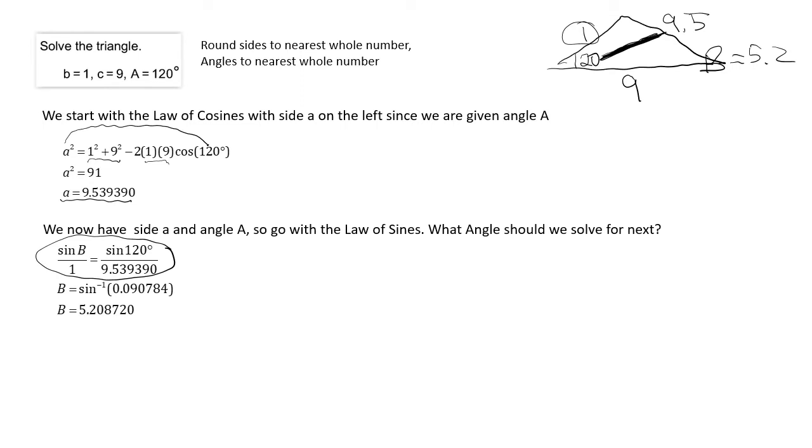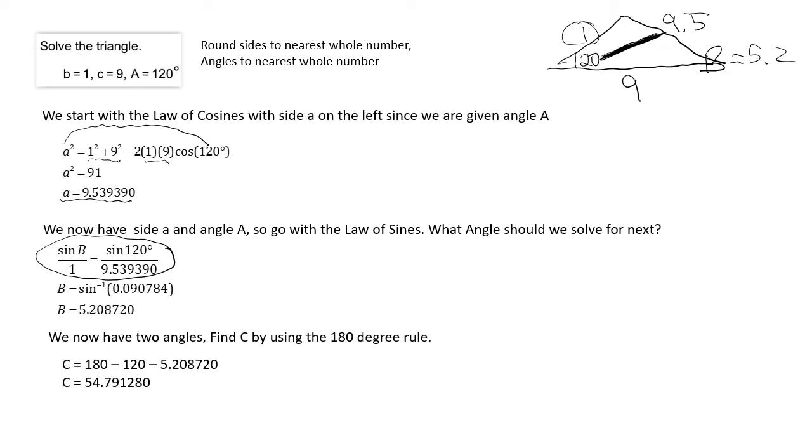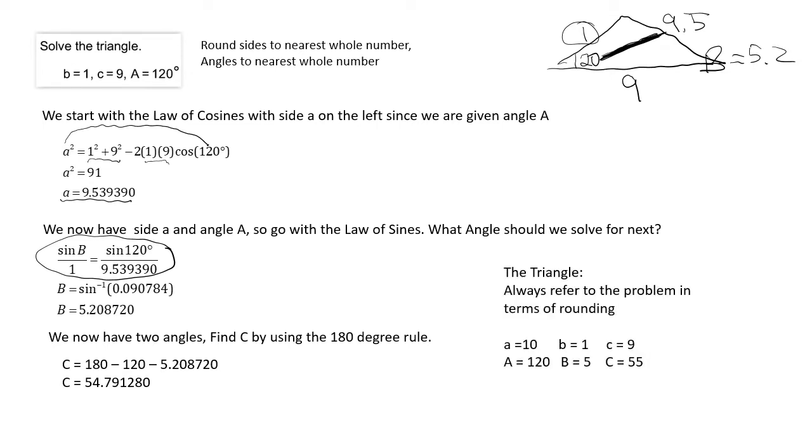Now, where do I go next? Well, we have two angles. I'm going to find angle C by the 180-degree rule. So here's the 180-degree rule. And notice I'm being very careful with rounding. Now that I have all my sides, all my angles, I'm ready for my final answer. And always refer to the problem in terms of rounding. So here is my final answer.